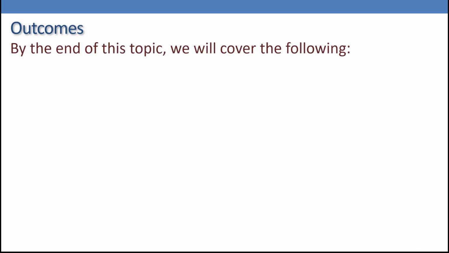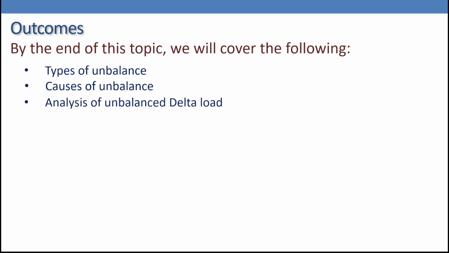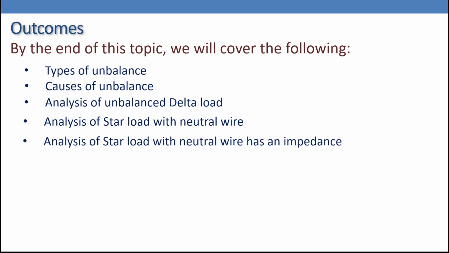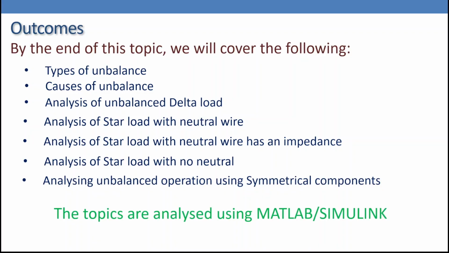By the end of this topic, we are going to cover the following: types of imbalance, causes of imbalance, analysis of unbalanced delta load, analysis of a star load with neutral wire. These topics will be covered in this video, video number 10. I call it part number 1. Part 2 will include analysis of a star load with neutral wire that has an impedance, and the analysis of a star load with no neutral. Part number 3, analyzing unbalanced operation using symmetrical components. These topics are analyzed using MATLAB and Simulink.